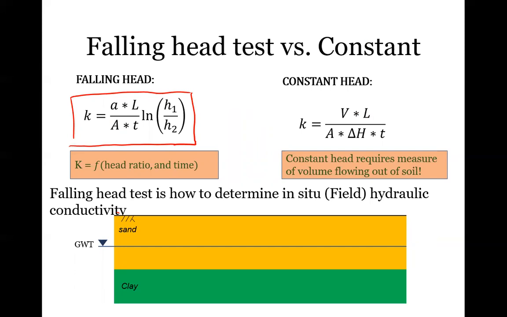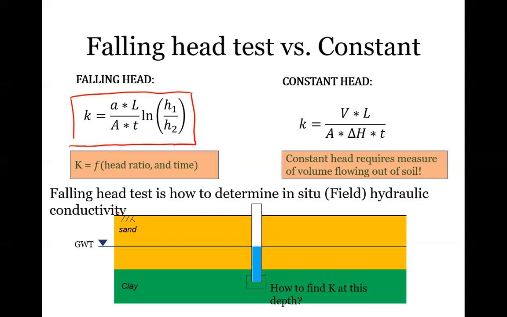So if we need something much more accurate and we want to know the permeability of, like, a clay layer at our project site, how would we actually do this test? We couldn't do the constant head test, because we can't measure the flow rate coming out of the soil 60 feet down. So what we would actually do is drill a pipe or a hole down to this layer, and fill it up with water.